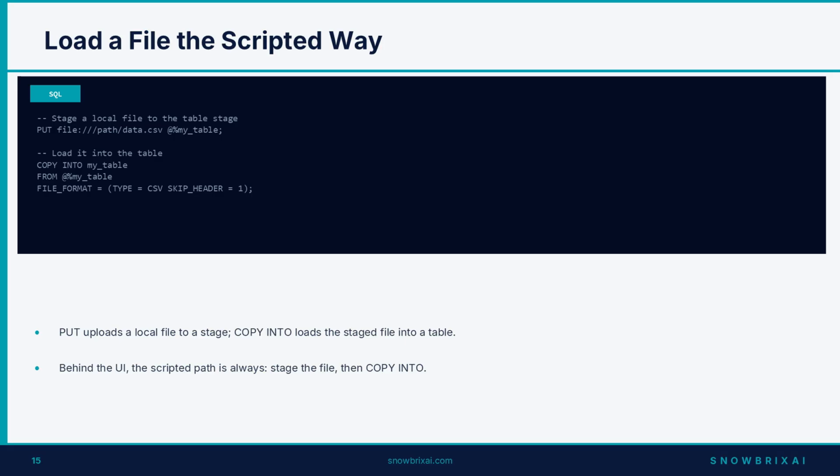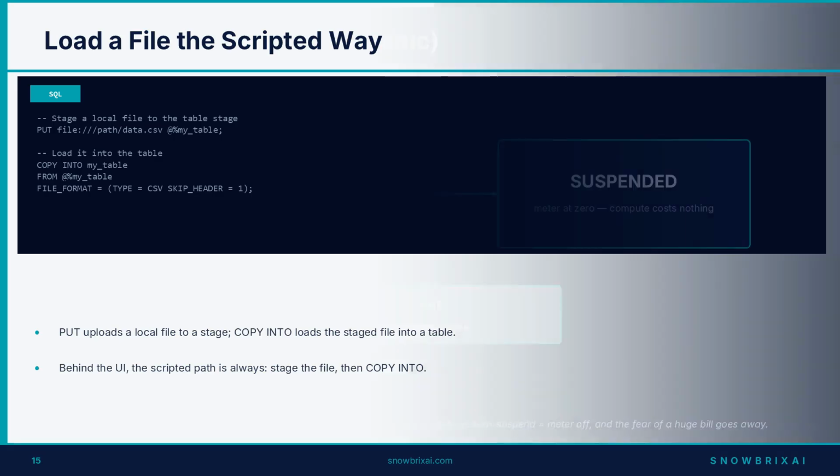Then COPY INTO reads from that stage with a file format that says this is CSV and skip the header row. That is it: stage, then copy. You do not need to memorize this yet, just know it is no magic.